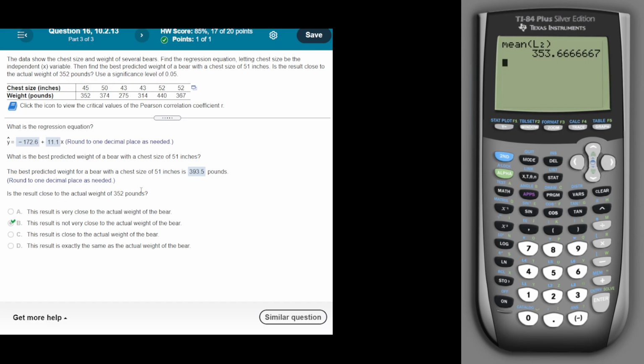Okay, is the result very close to the actual weight of 352? So we're basing that on the 393 that we got. It's close, but not quite close, right? To me, that's very subjective, but just memorize this type of question, and you can't go wrong. So yeah, it's not very close. That's a matter of perspective to me, but whatever. This is the answer, okay? So that's it.